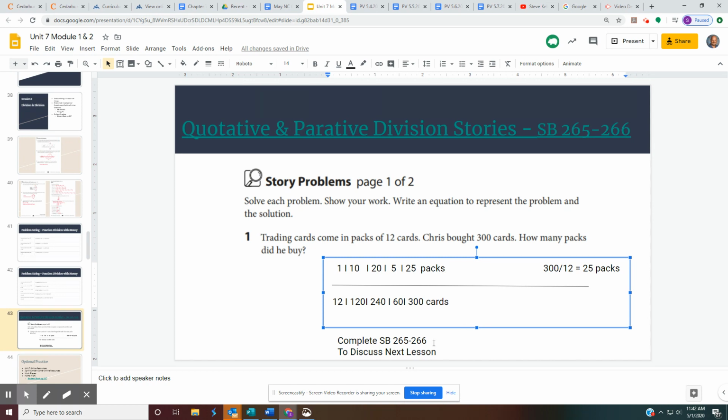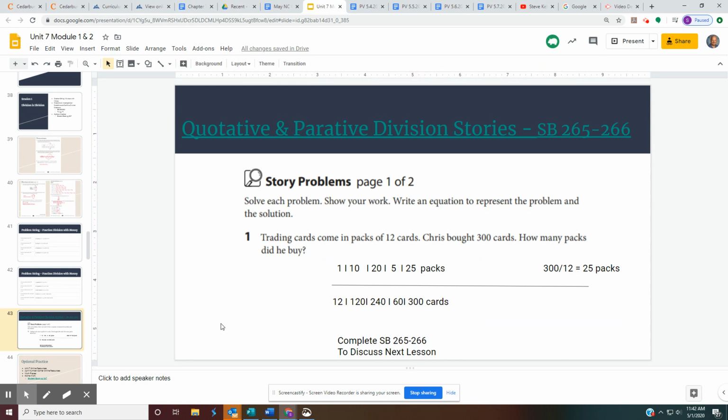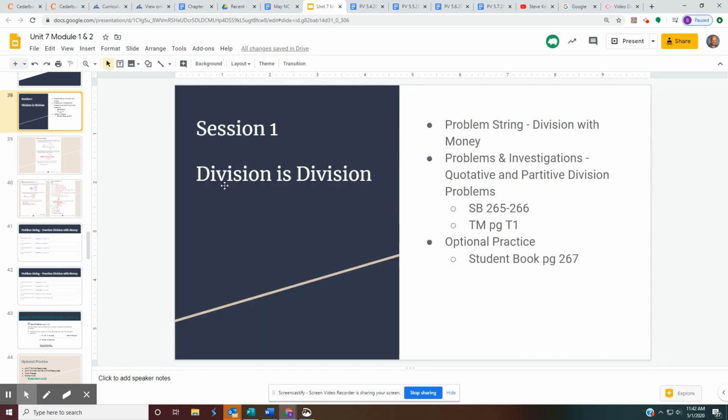For tomorrow's lesson, or for your next lesson, whenever that happens to be, finish page 265 and 266. Come back to us when you are done. With our next lesson, we'll go over the answers, and hopefully we've done well. If you have any questions on any of this, please reach out to your teachers. They'll be more than willing to go over any of these problems with you, and make sure you understand exactly what you're doing with division, because division is division.